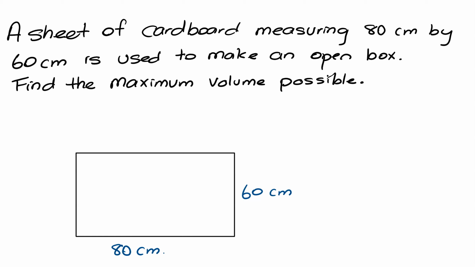So if we think about it, we have to use our creative skills. So I've got a diagram. It's always important we draw a diagram. It probably makes solving the problem so much easier when you can visually see what's happening. So what happens is we've got a cardboard sheet, measuring 80 by 60, and we're going to use this to make our open box.